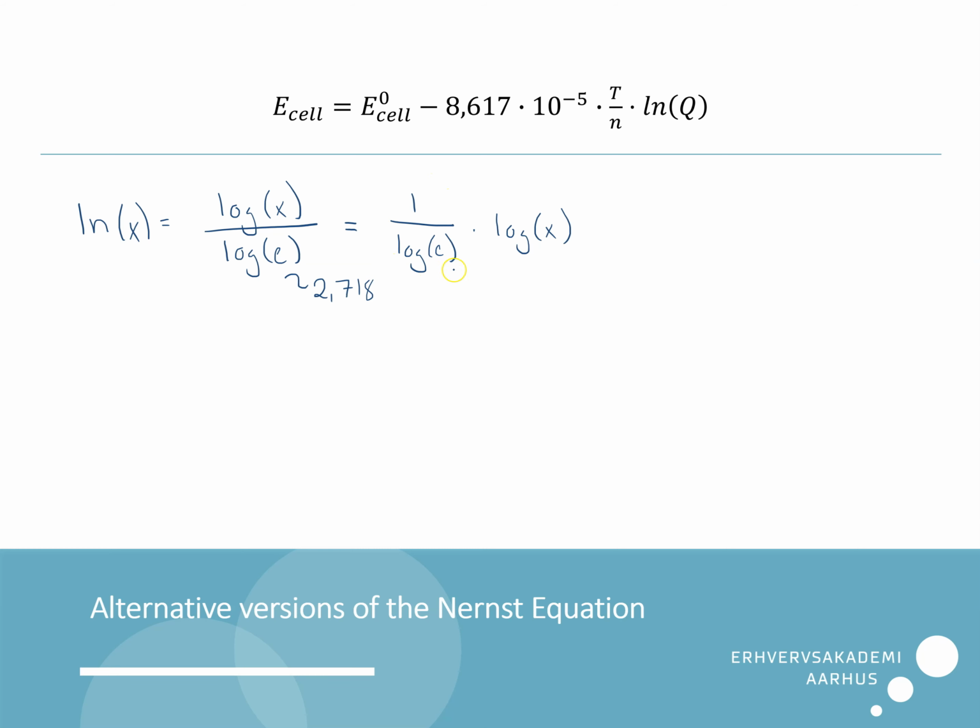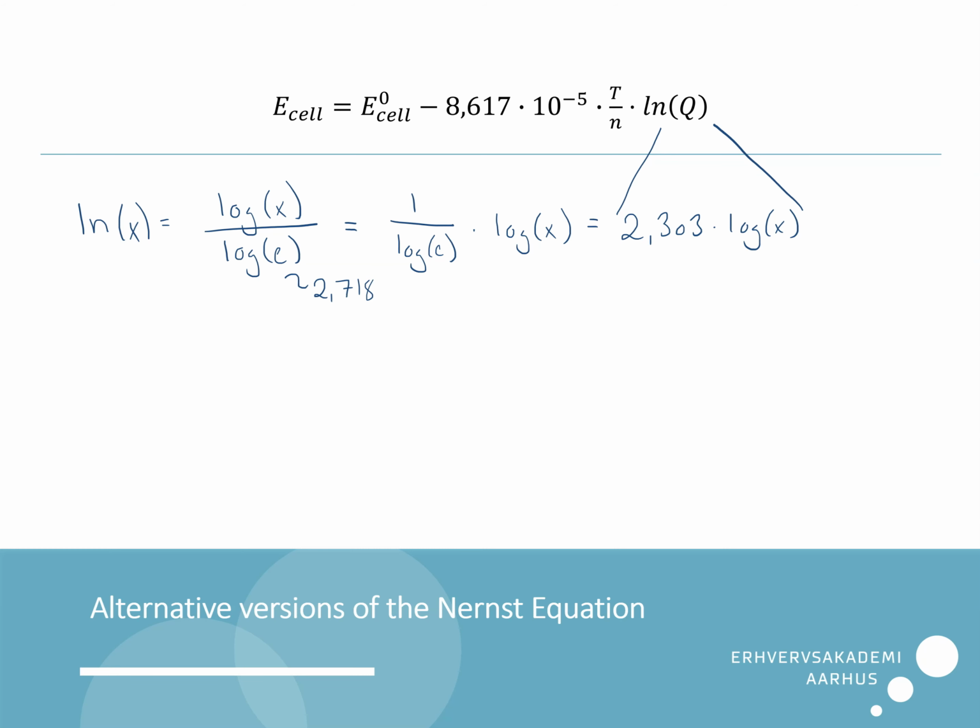If we calculate 1 divided by log e, it becomes 2.303, and then we multiply by log x. Then we have that ln x is equal to 2.303 times log x. So now we can substitute ln Q for this right here.